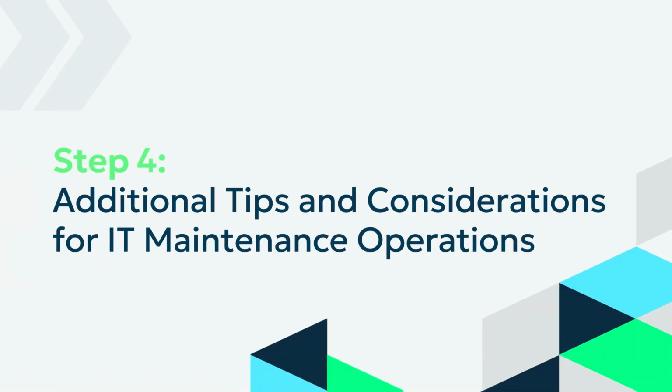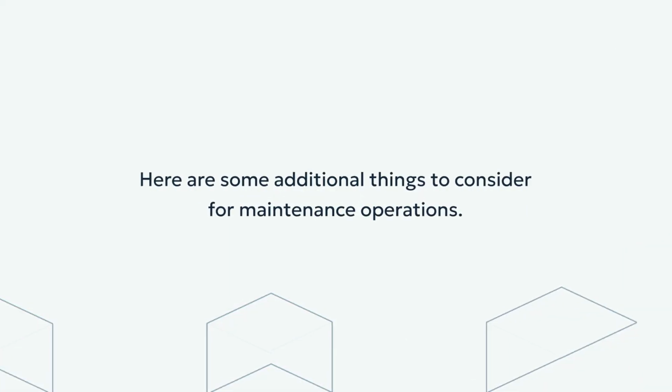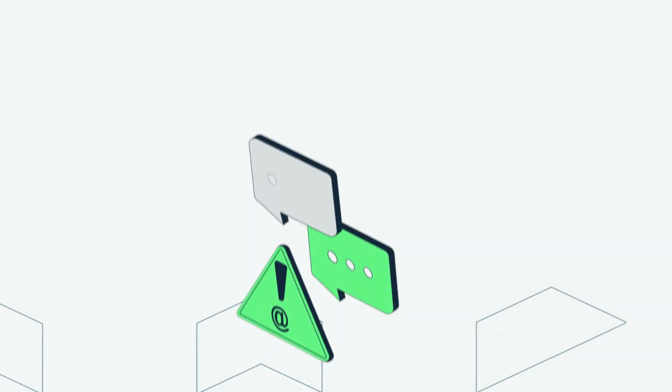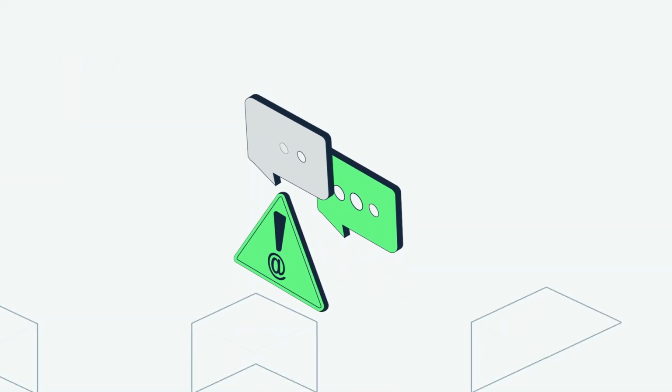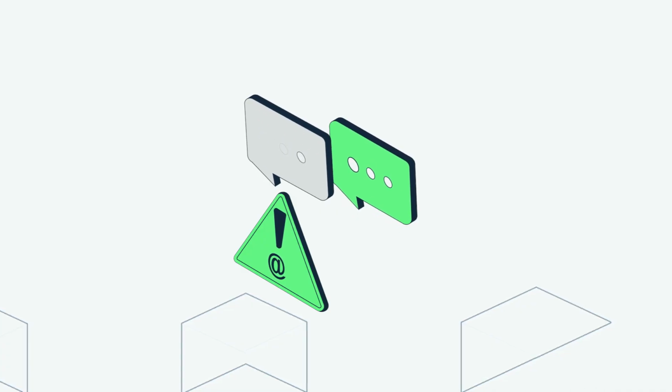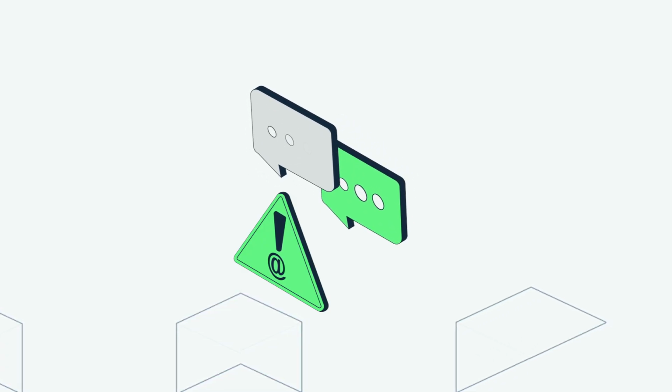Additional tips and considerations for IT maintenance operations. Here are some additional things to consider for maintenance operations. In addition to setting a schedule, send reminders and updates before and after maintenance. This builds trust and keeps communication clear.